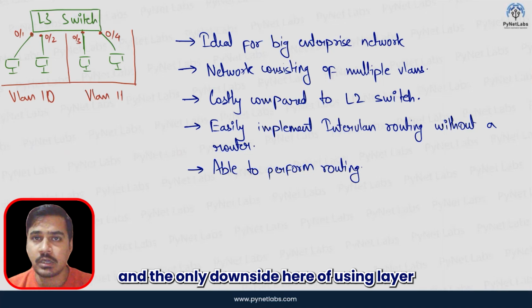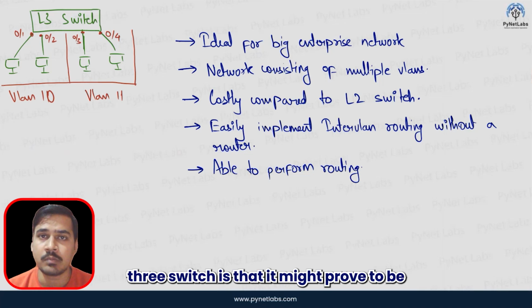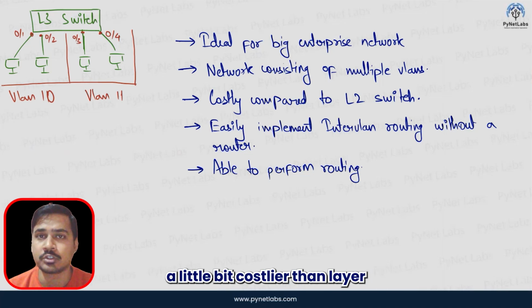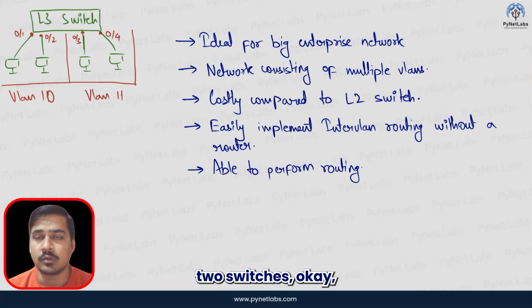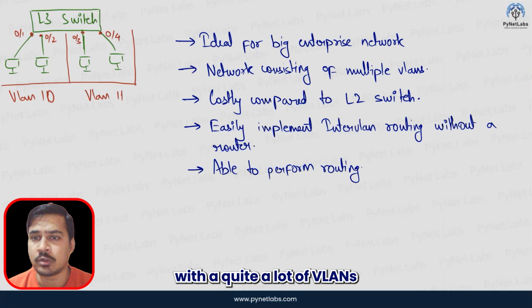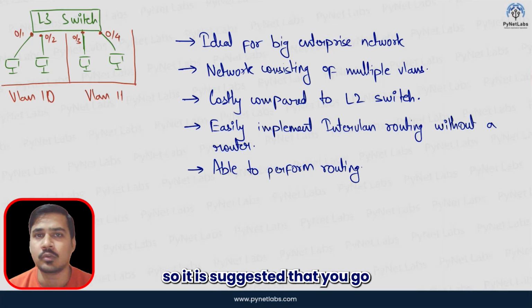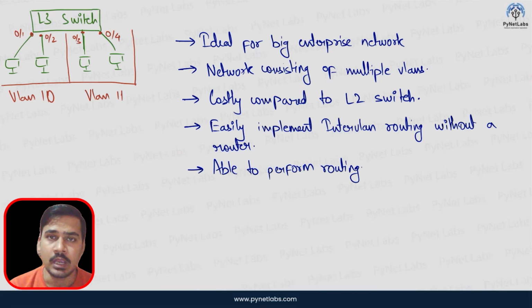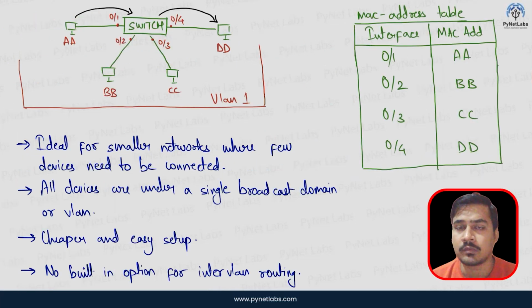The only downside of using a layer 3 switch is that it might prove to be a little bit costlier than a layer 2 switch. But if you have a big enterprise network where you are working with quite a lot of VLANs, it is suggested that you go for the layer 3 switch. In case you have a smaller network where you won't have multiple VLANs, you're just working with one VLAN and your objective is to get the local area devices or clients connected to each other, then you can go for the layer 2 switch.